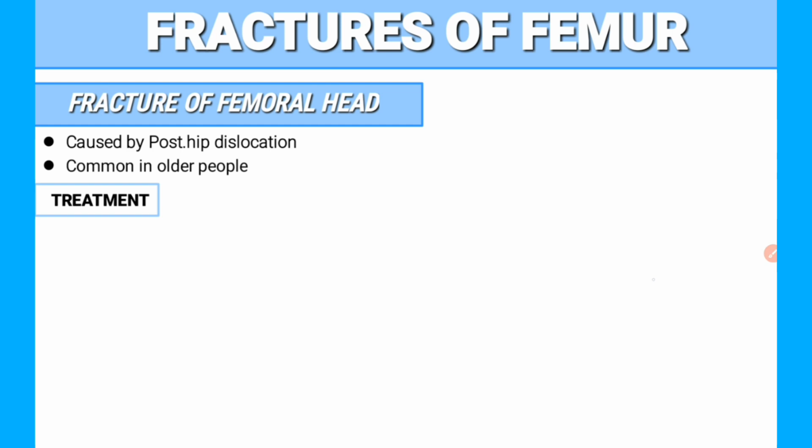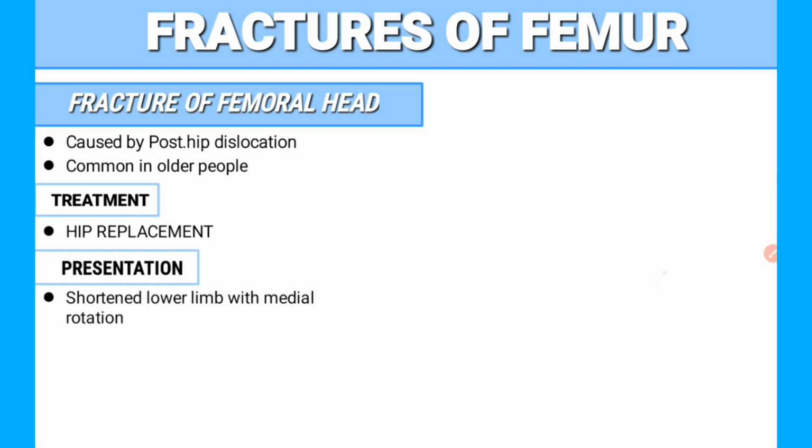So the topic is fracture of femur. Let me discuss fracture of femoral head. It is caused by posterior hip dislocation, especially in older people because of osteoporosis. The treatment of fracture of femoral head is hip replacement. The presentation is a shortened limb with medial rotation.